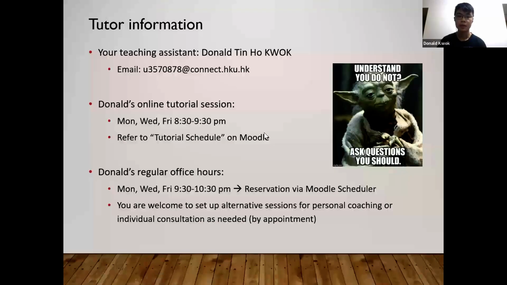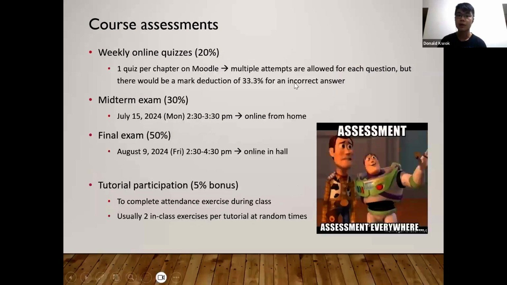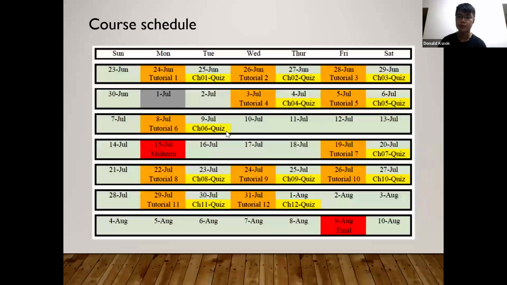Let me go back to the slide for the course assessments. The first component is the weekly online quiz. The quizzes are already available on Moodle. Multiple attempts are allowed for each question, but there will be a mark deduction of 1/3 for an incorrect answer. As you can see, the yellow dates will be the deadlines for the quizzes.